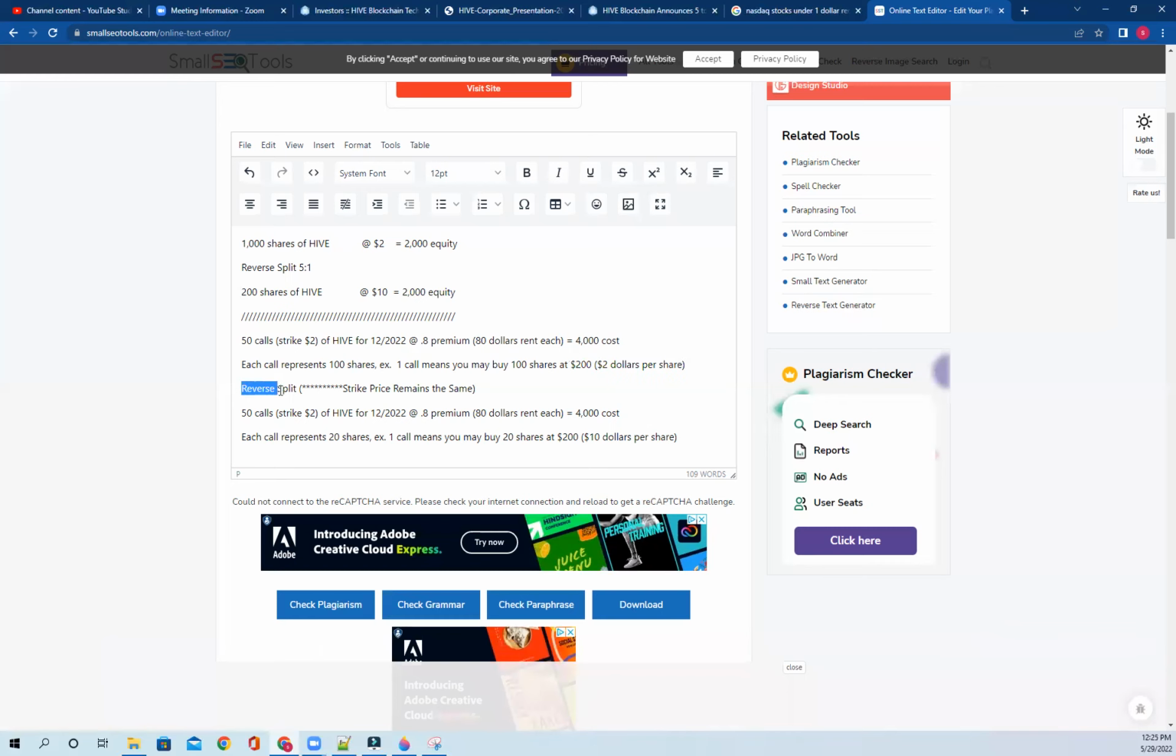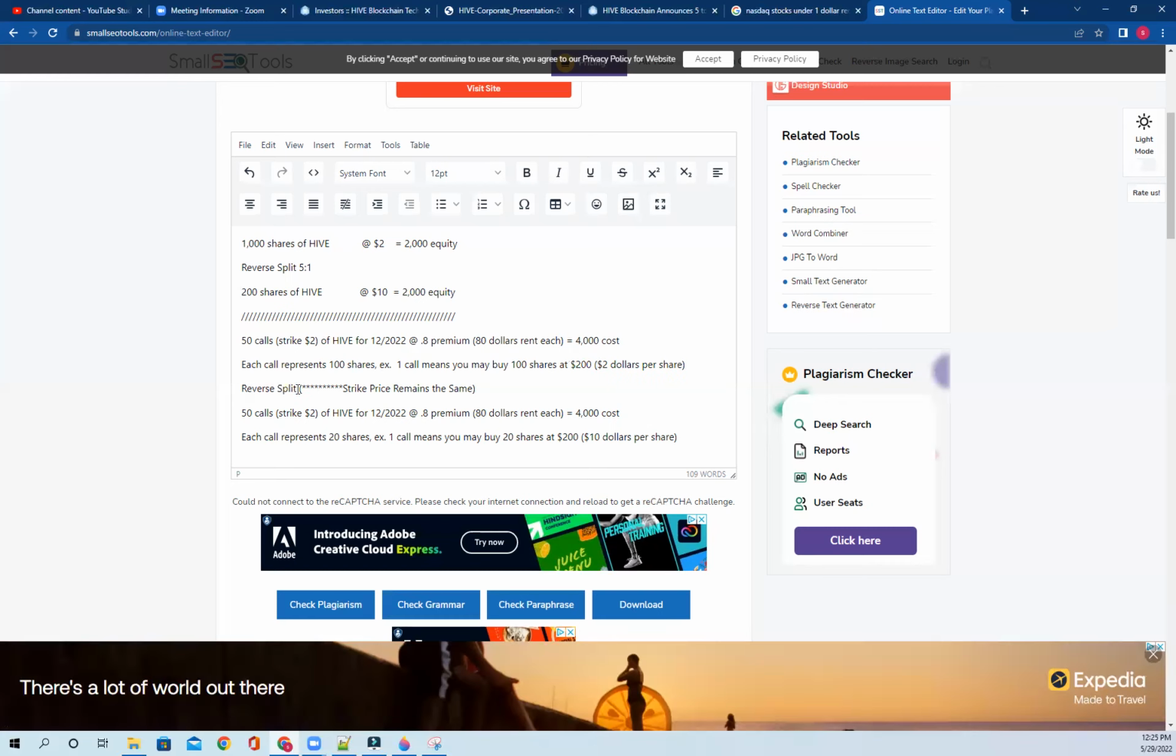Now let's look at the reverse stock split. Let me notate that it's 5-to-1. I want to note that when this happens, the strike price remains the same. Just keep that in mind: the strike price remains the same. What gets altered, let me write this down, is the number of underlying shares.